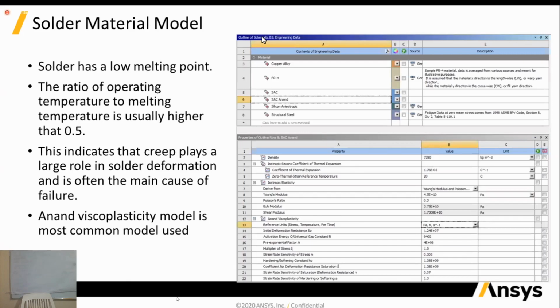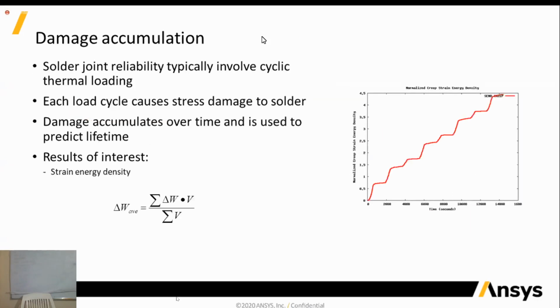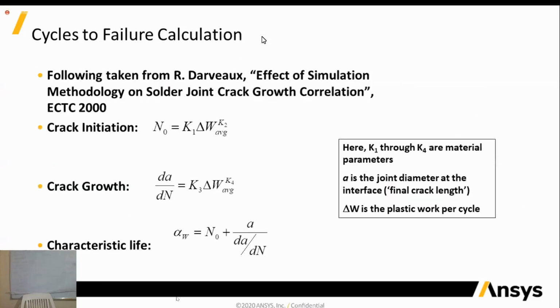The Anand viscoplastic model is the commonly used model for this application, and you can find a lot of papers on it. Then we use the creep strain energy density and the Darveaux method. This is a commonly used analytical method for solder joint fatigue simulation, or solder life prediction analysis, for electronic components. We take the output from Ansys and put it here, and you'll be able to obtain the life.